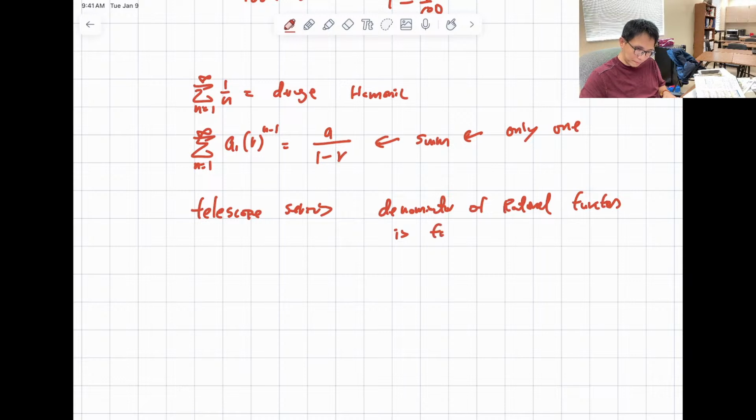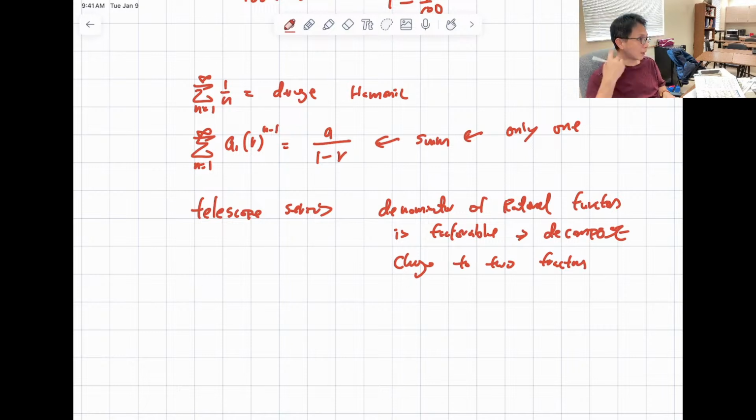It's factorable, right? If it's factorable, then you can decompose it, then you can change it to two fractions. And you write out the first few terms to get it to telescope. And this will give you the sum.